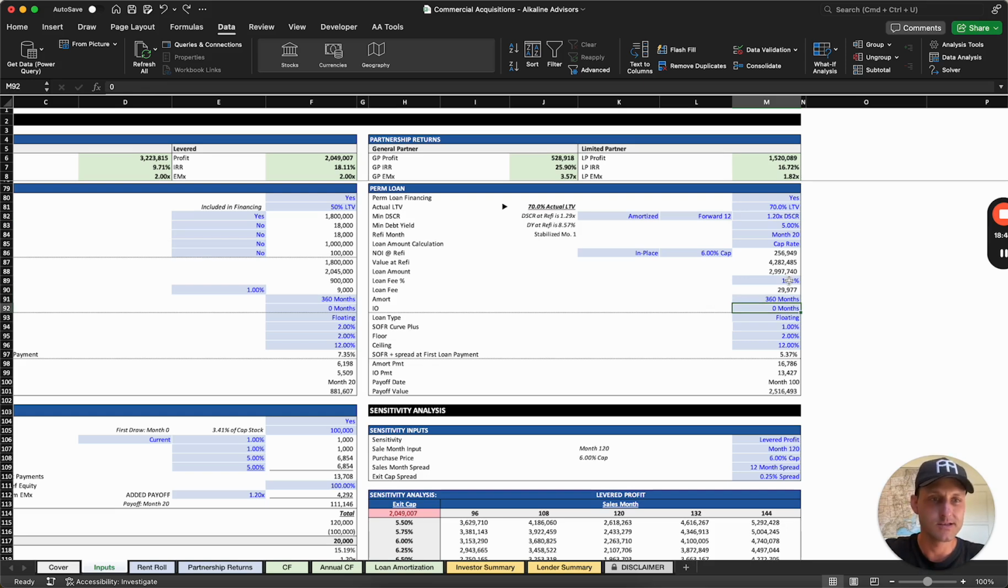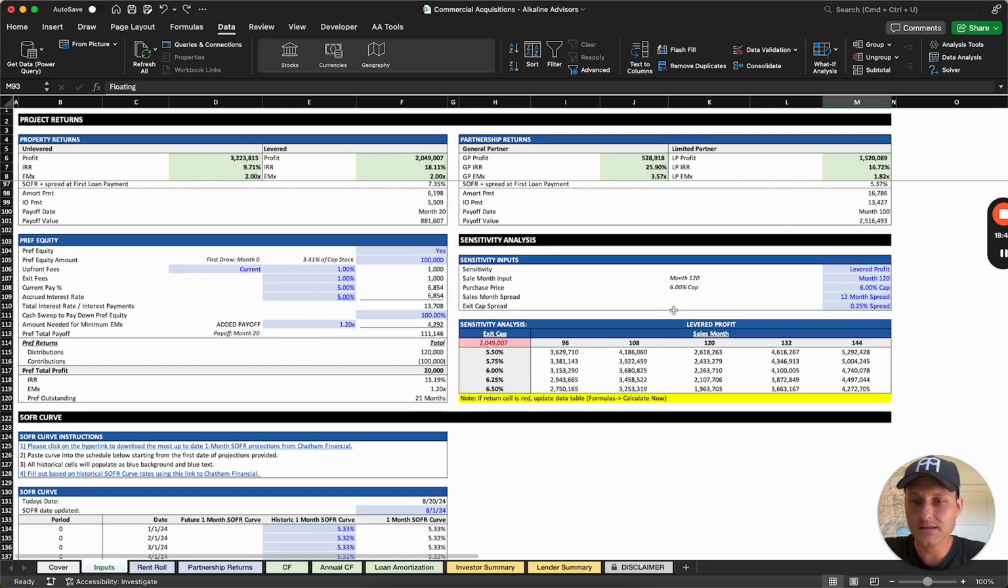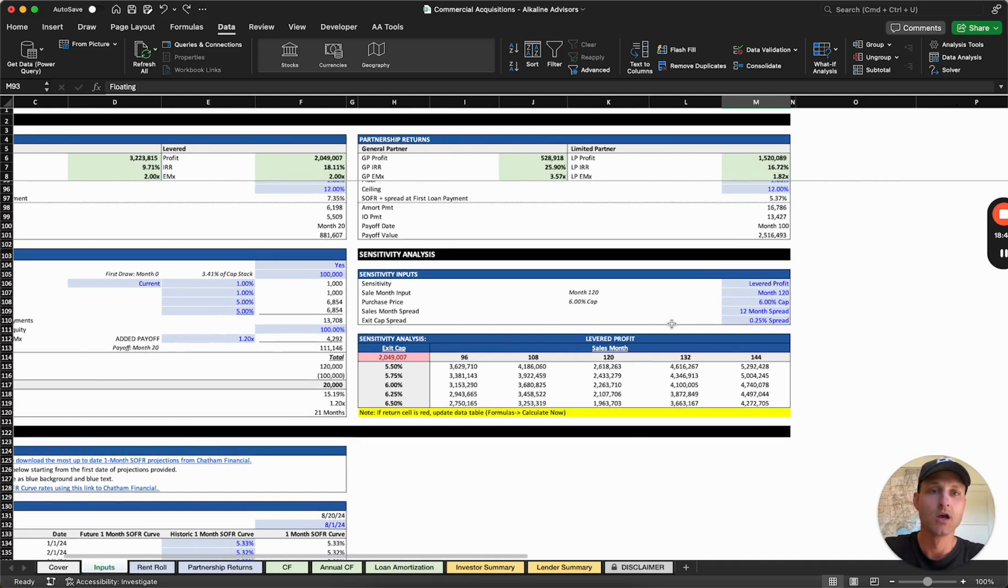Similarly, with the perm loan, we are going to say what our loan fee percent is, what the amortized period is, is there any interest only, and then is it floating or fixed? And then the last portion of this input section is the sensitivity analysis. So we've built out a 2-variable sensitivity analysis. We're sensitizing exit cap and we're sensitizing sale month. So in this section over here, you can see what we're sensitizing.